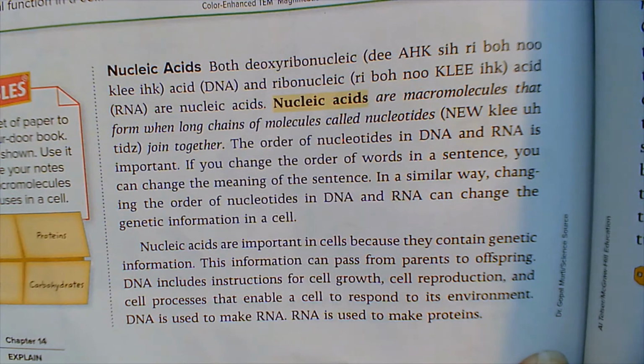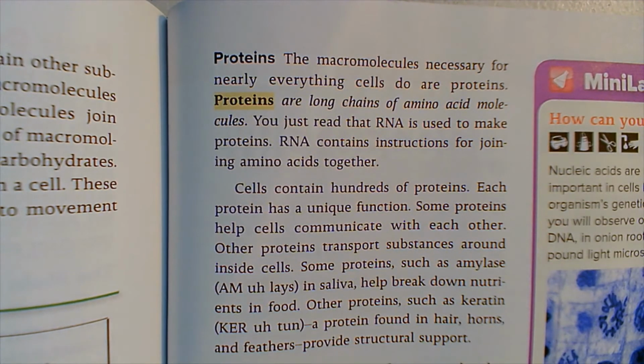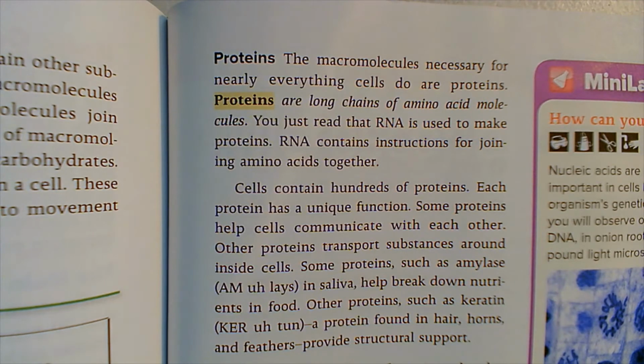This information can pass from parents to offspring. DNA includes instructions for cell growth, cell reproduction, and cell processes that enable a cell to respond to its environment. DNA is used to make RNA, and RNA is used to make proteins. Proteins, on page 501. The macromolecules necessary for nearly everything cells do are proteins. Proteins are long chains of amino acid molecules. You just read that RNA is used to make proteins. RNA contains instructions for joining amino acids together.